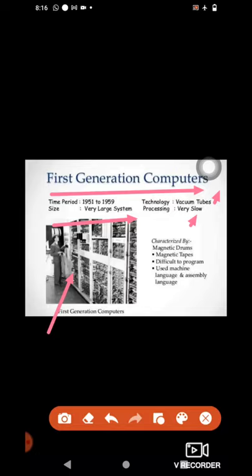What were the main features or characteristics? Magnetic drums, magnetic tapes, and it was difficult to program, used machine language and assembly language. So these were the few drawbacks wherein we had to manually intervene and a human had to continuously press the switches so that the machine can perform.